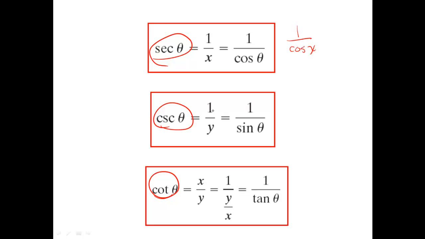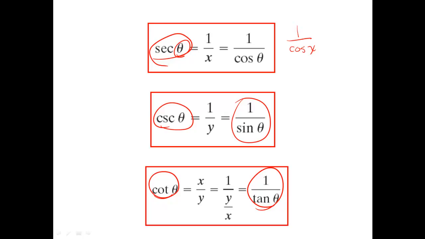If you want cosecant, you're going to have to do the reciprocal of sine, and if you want cotangent, you're going to have to do the reciprocal of tangent. Remember that you need to see what mode your calculator is in, because if you put radians in for your angle and your calculator is in degree mode, you are going to get a totally different answer.